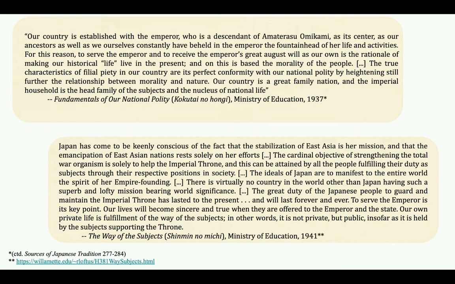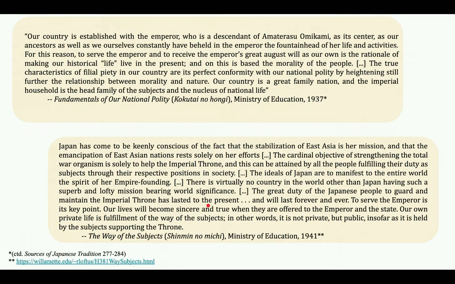And it reads, in part: Japan has come to be keenly conscious of the fact that the stabilization of East Asia is her mission, and that the emancipation of East Asian nations rests solely on her efforts. The cardinal objective of strengthening the total war organism is solely to help the imperial throne, and this can be attained by all the people fulfilling their duty as subjects through their respective positions in society. The ideals of Japan are to manifest to the entire world the spirit of her empire founding. There is virtually no country in the world other than Japan having such a superb and lofty mission bearing world significance. The great duty of the Japanese people is to guard and maintain the imperial throne, which has lasted to the present, and will last forever and ever.